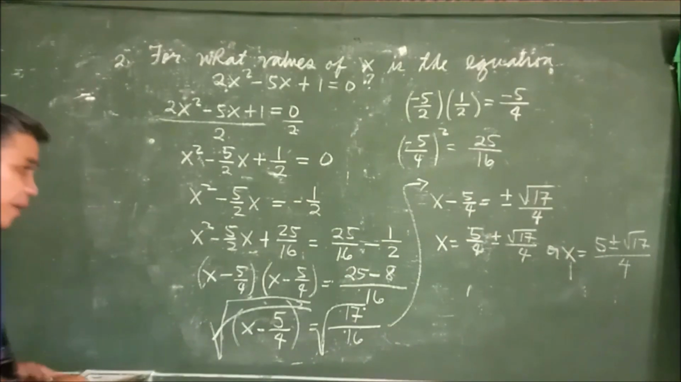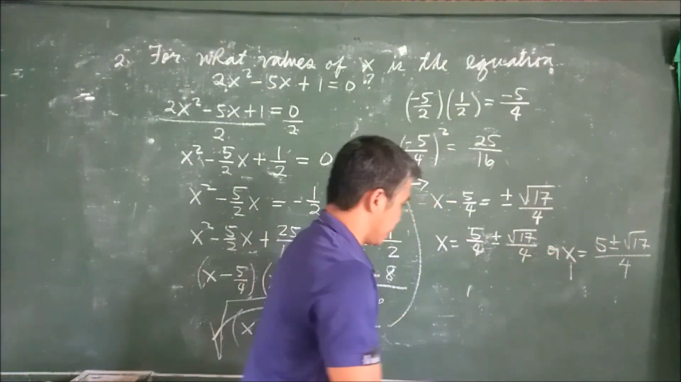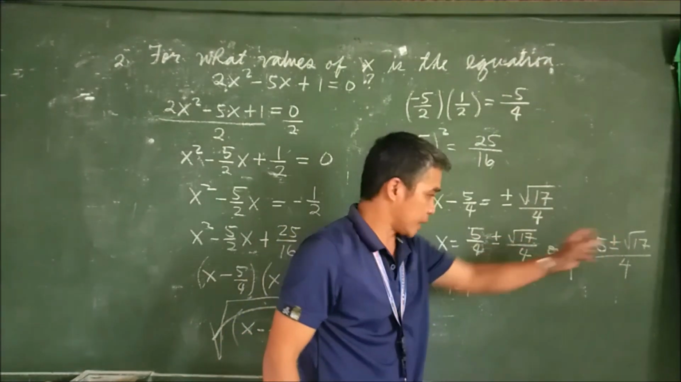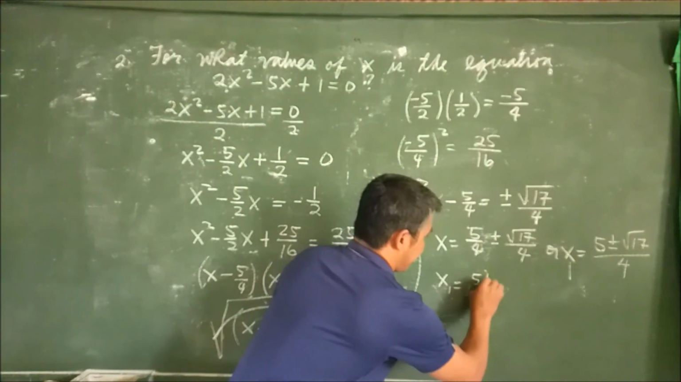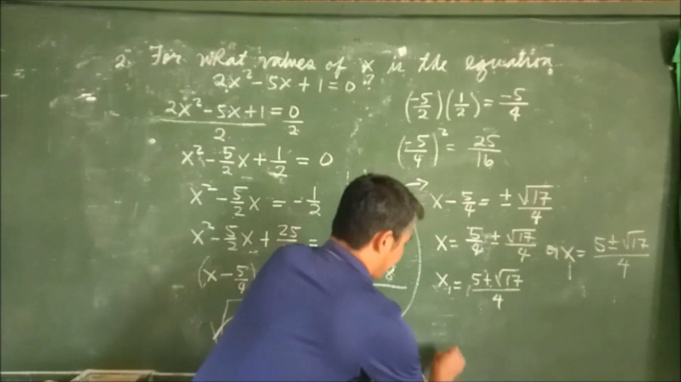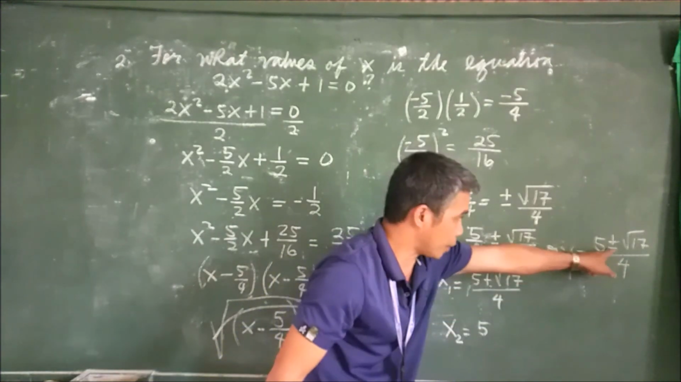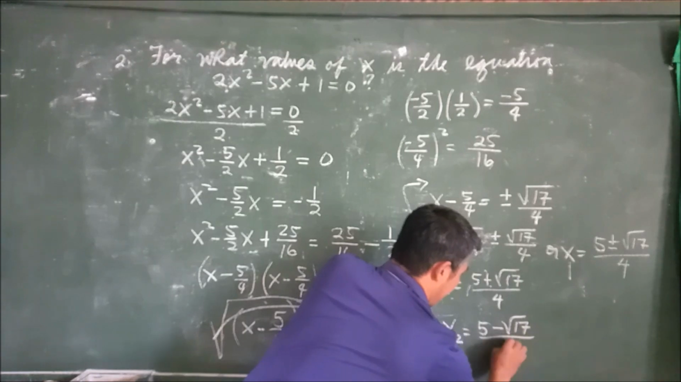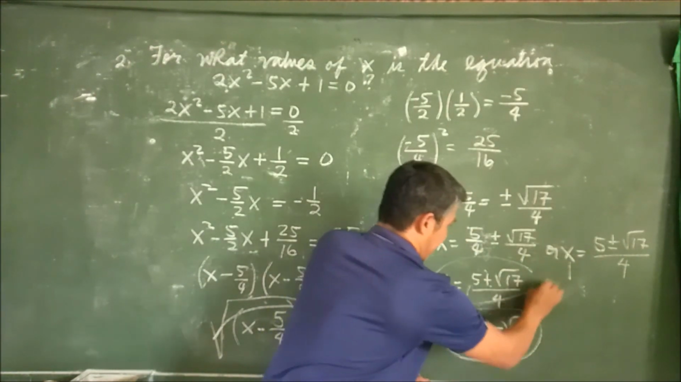Okay. Kapag paghiwalayin natin ito, itong dalawa, meron tayong x sub 1. Ang ikukopya na lang natin ay yung positive. Magiging x sub 1 is equals to 5 plus square root of 17 over 4. Then, x sub 2 is equals to 5 tapos yung minus square root of 17 over 4. Ito na yung answer natin.